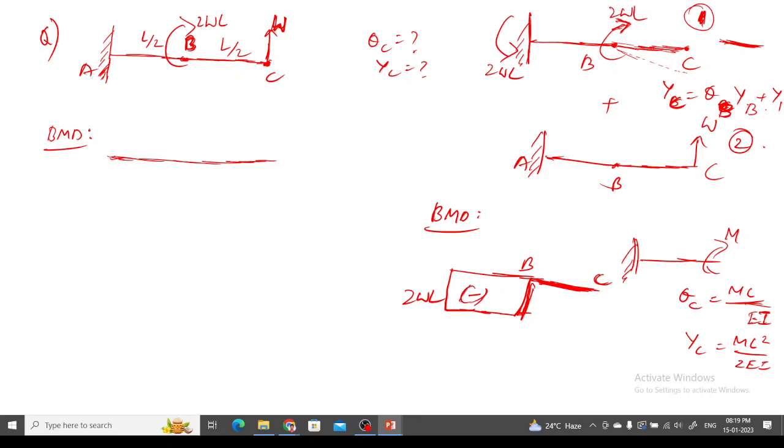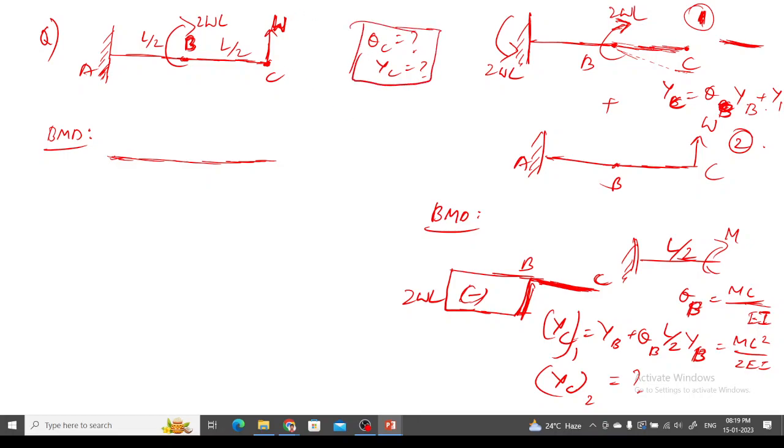So what I should do is first find out theta b by putting L equals L by 2. Then I have to find out YB. And then YC, which equals YB plus theta B into this length L by 2. This is for the first case, and then I have to find out YC for the second case, and then the total asked in the question.